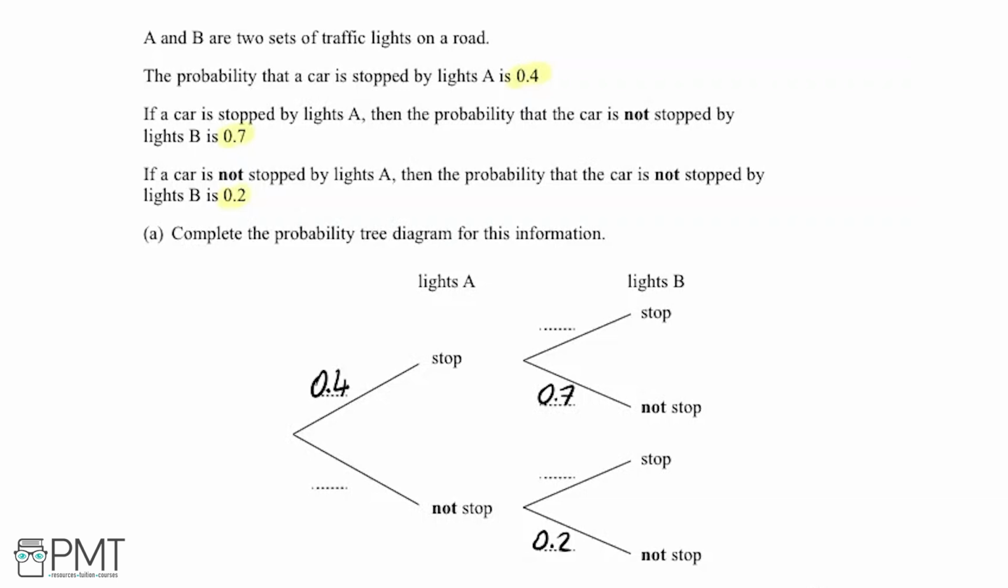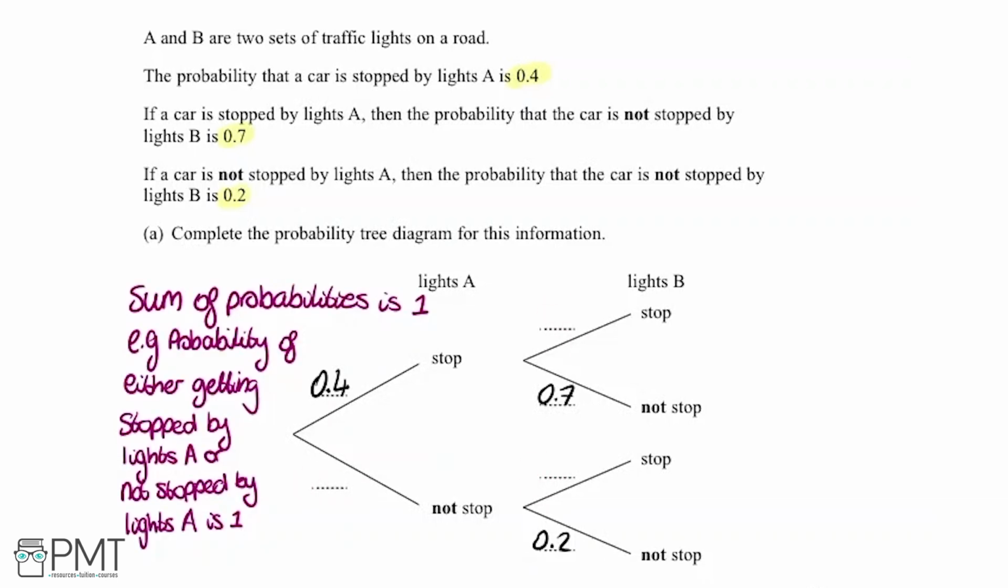So now we need to work out these three other probabilities. I've written here that the sum of probabilities is 1. What I mean by that is that the probability of either getting stopped by lights A or not stopped by lights A is 1. So that's definitely going to happen. You're either going to get stopped by lights A or not stopped by lights A. There's no other option, so there's a 100% chance of one of these things happening. Therefore, these probabilities need to add up to 1. So to work this out, we're going to do 1 minus 0.4, which gives us 0.6. So in here, we're going to put 0.6.